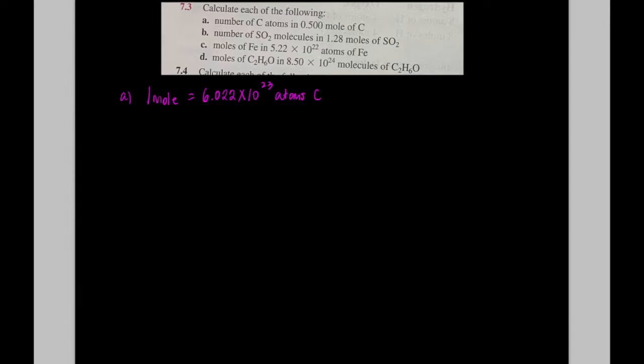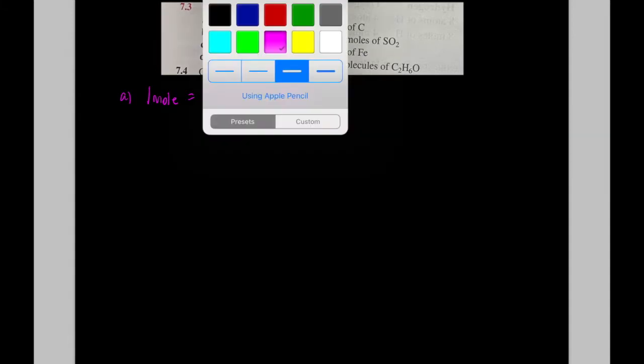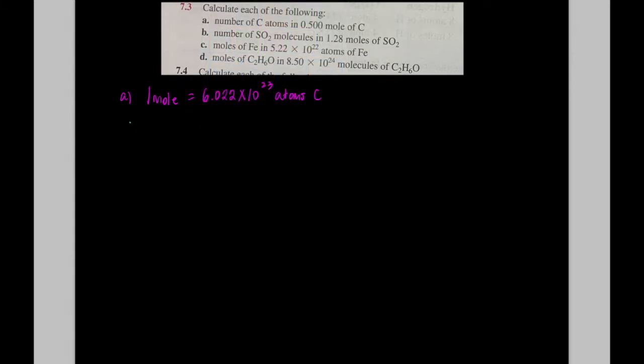Now we're starting with 0.500 moles of carbon. So those are the starting units. And we create the conversion factor here. We want 1 mole of carbon to be on the bottom so that it cancels there. And on top will be our Avogadro's number.